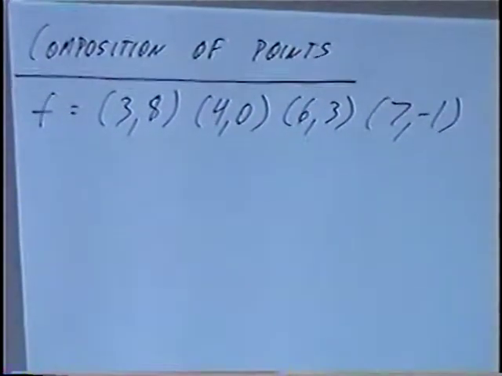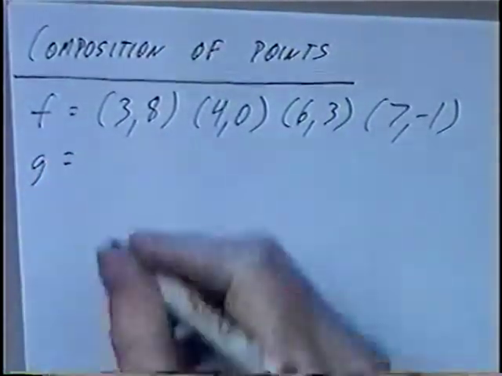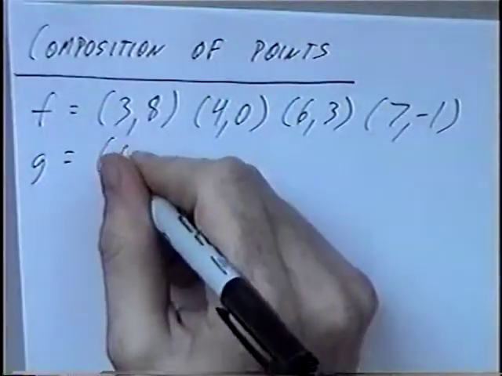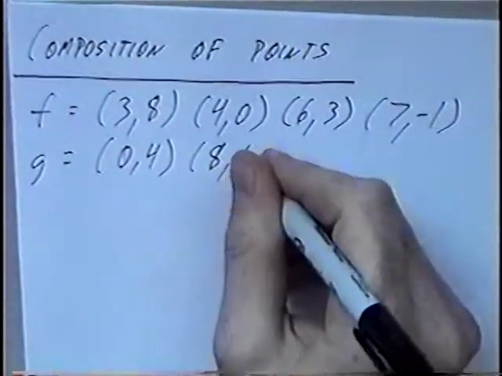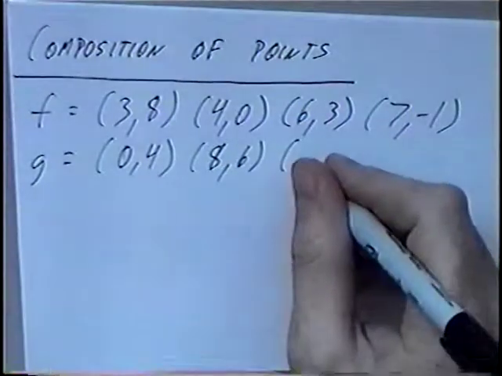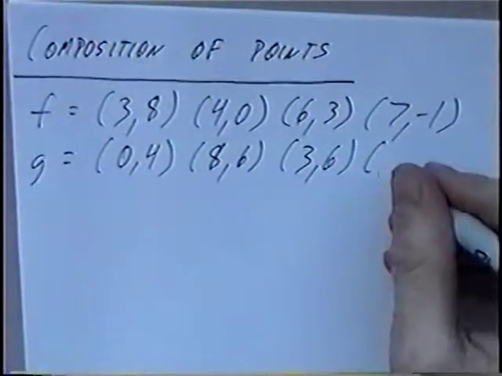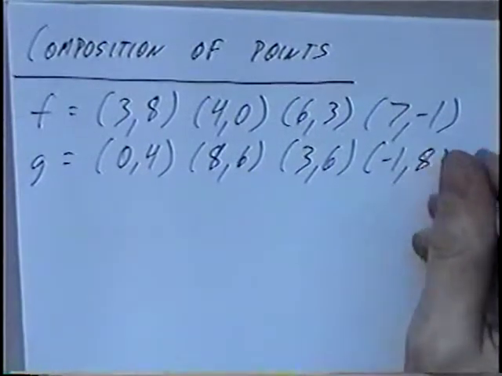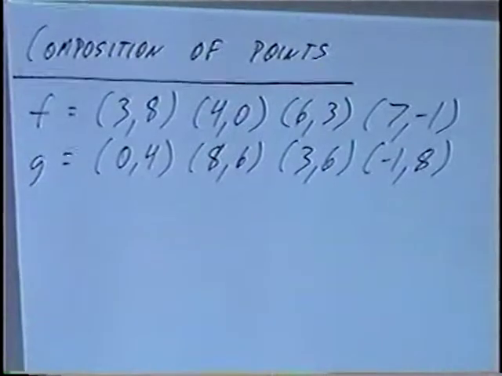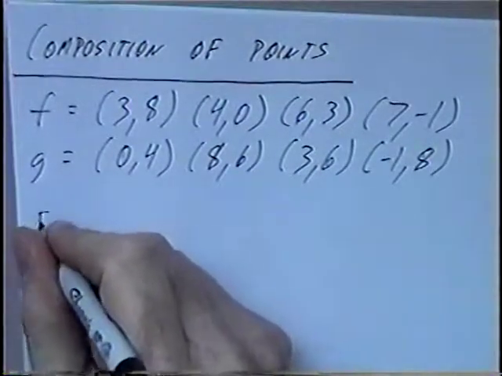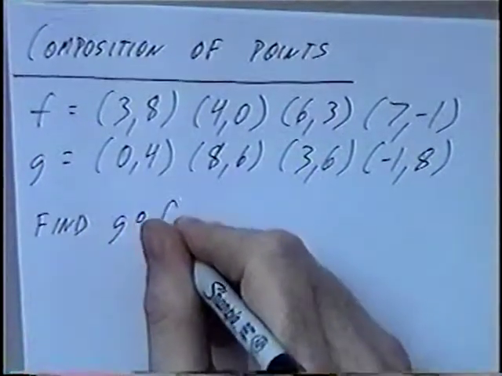The second function, or second set of points, which is g. The first point is 0, 4. Second point is 8, 6. Third point is 3, 6. And the last point is -1, 8. Taking these sets of points, we can do the compositions. The first problem is find g composition of f.